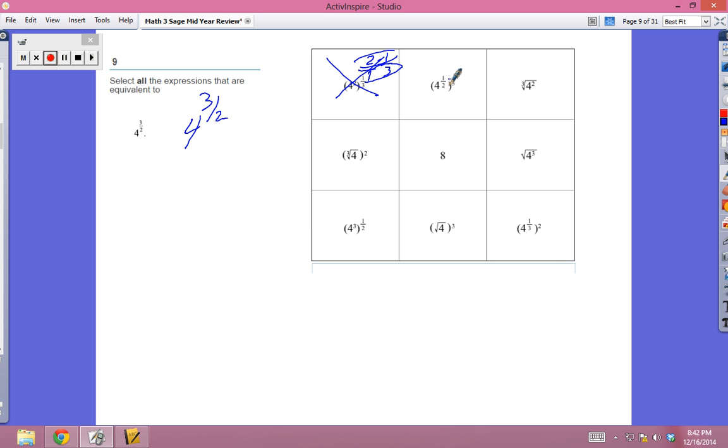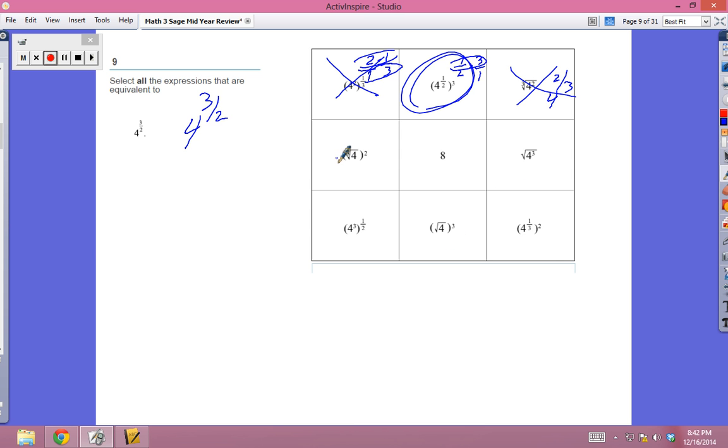Same thing, times the exponents, 1/2 times 3. Make 3 a fraction, that's 3 halves. So that one works. And if I morph this, it's going to be 4. The 2 is my numerator, and the 3 is my denominator. That one is not.